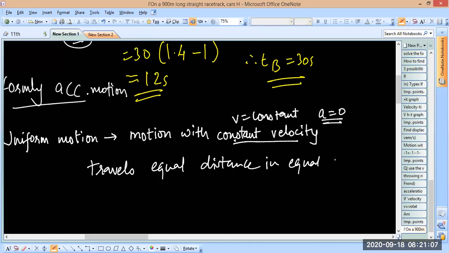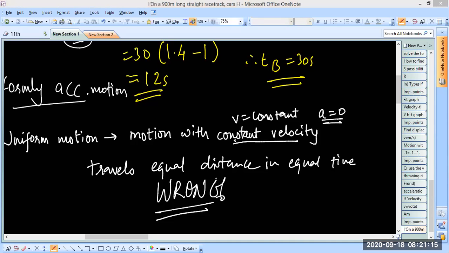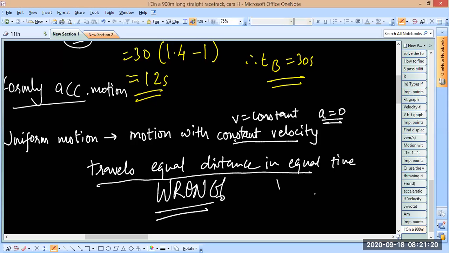Travels equal distance in equal time. This is wrong. Okay? This is not called uniform motion, right? Because this sentence means uniform speed, but uniform speed is not the same as uniform velocity, right? Okay, so everyone be a little bit careful. What we have learned in ninth is not perfect, so it's wrong.